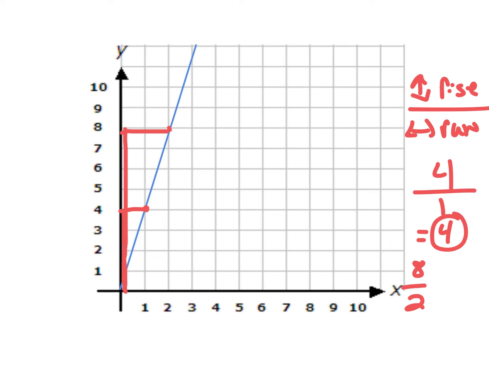Okay, let's divide these. We can reduce these, and we reduce by 2. 8 divided by 2 is 4. 2 divided by 2 is 1, or we could just say 4 is our slope. Okay, let's look at our next problem.